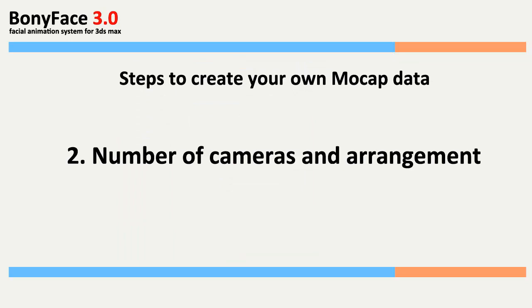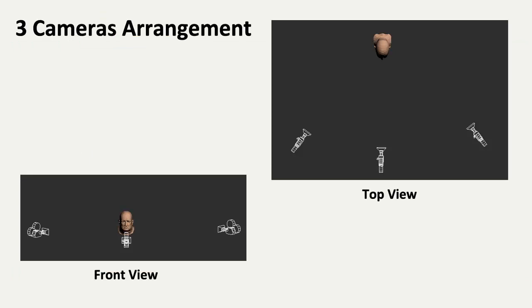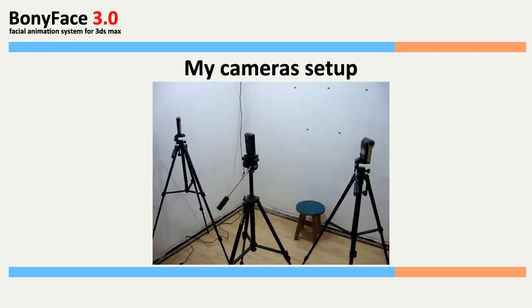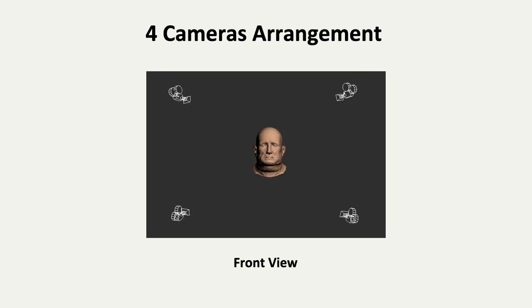The minimum of cameras you need is 3 cameras, 2 cameras are useless. When using 3 cameras, rig them like in these pictures. One in front of you, another to the left, and the last one to the right, pointing at your head. Every single camera should stand on its own tripod. Here, you can see how I set up my 3 cameras, that are in front of a little stool where I sit. If you can afford it, I recommend using 4 cameras, or even more like in this picture.